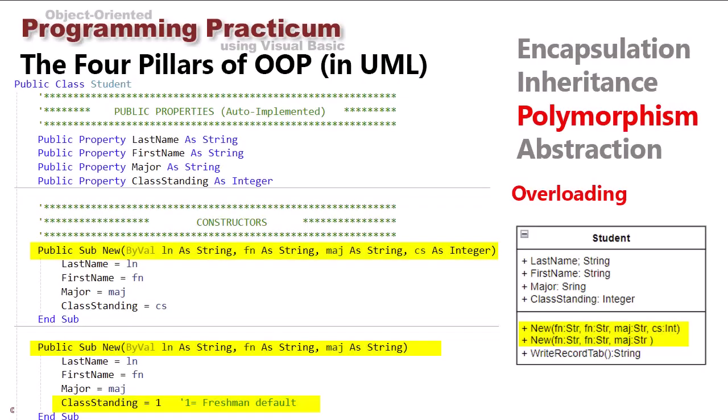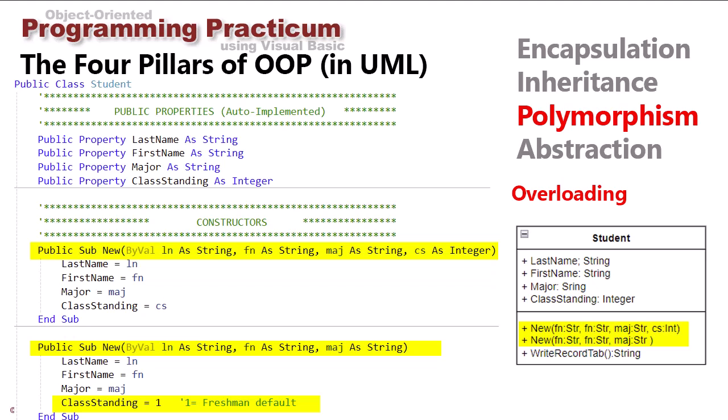There's another type of polymorphism called overloading. Here we have two methods of the same name within the same class. In my case, they're both constructors. They're both new methods. But what's different between them is the signature. And when I say signature, I'm referring to the parameter list and the data types of that parameter list. So in the first one, I am passing it a string, a string, a string, and an integer. And it's setting the last name, first name, major, and class standing.